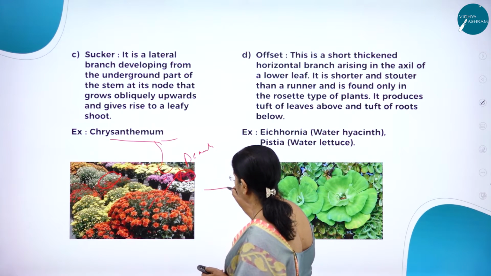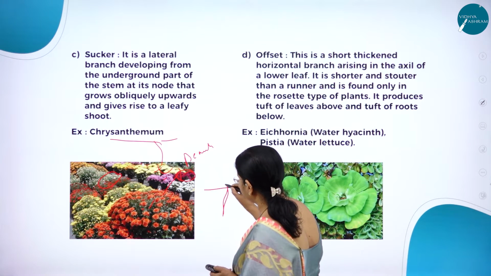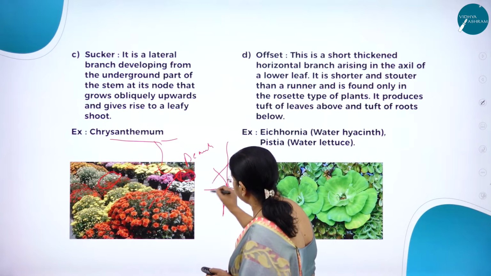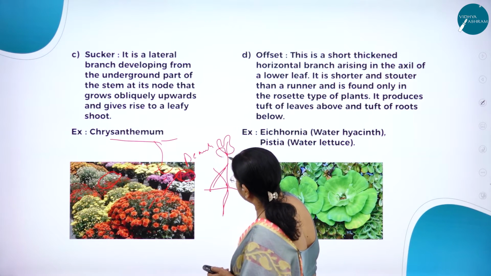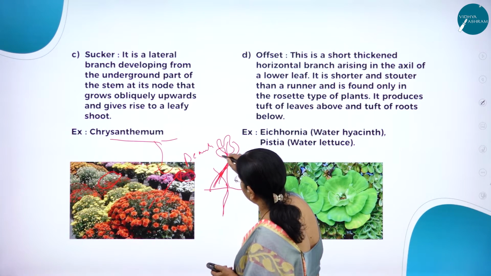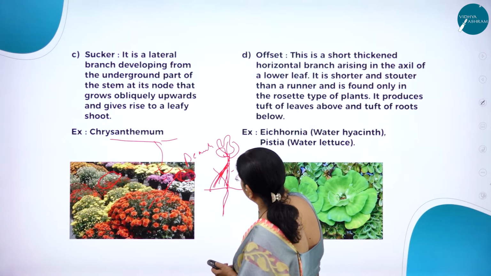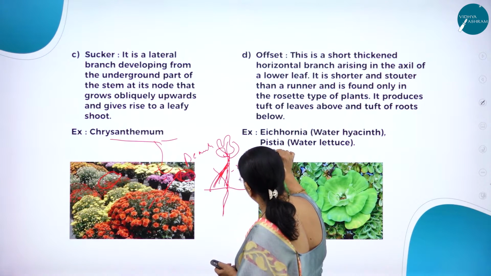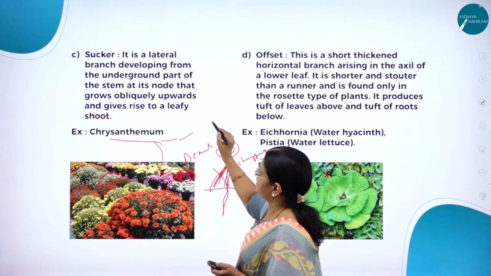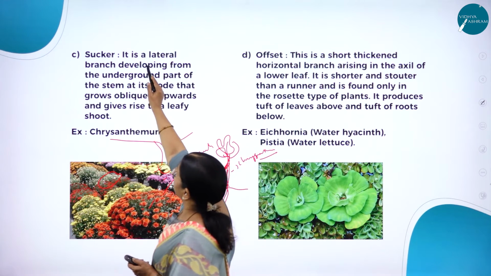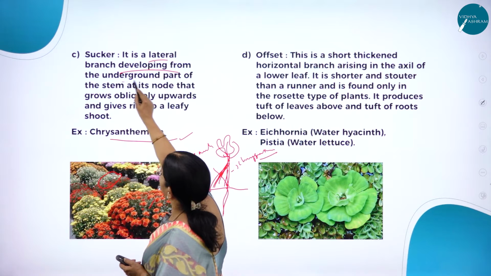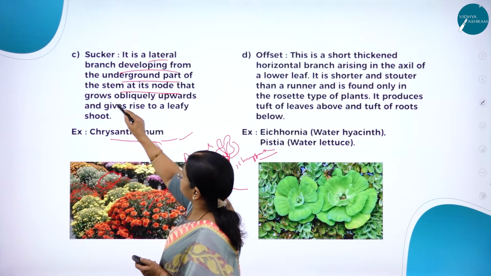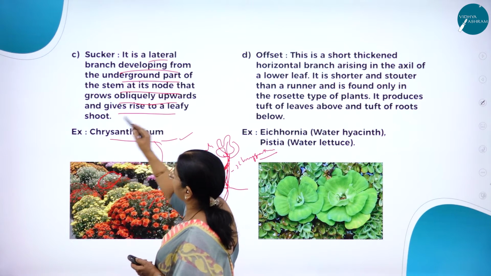Usually you might have come across it like this. Here it grows obliquely like this. So this is an example, chrysanthemum, right? Here the sucker is a lateral branch developing from the underground part of the stem at its node and growing obliquely upwards, giving rise to the shoot.